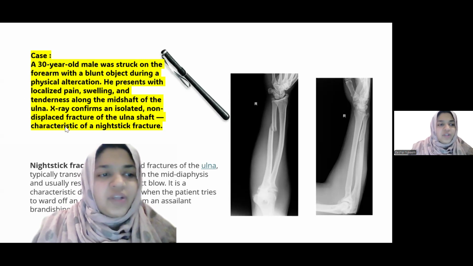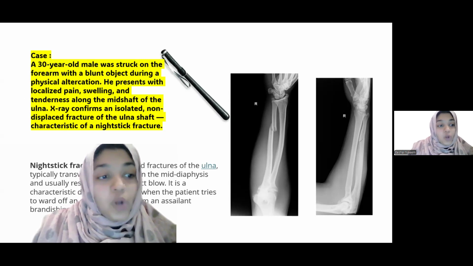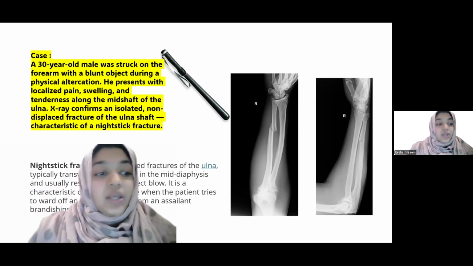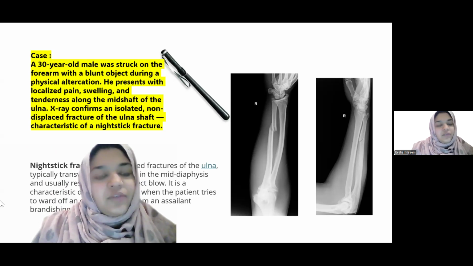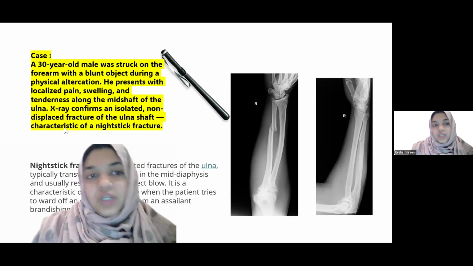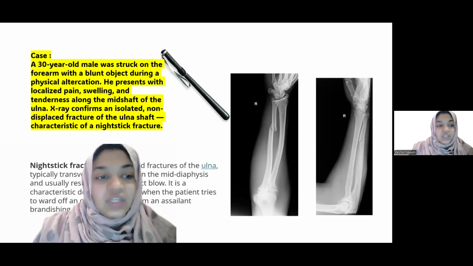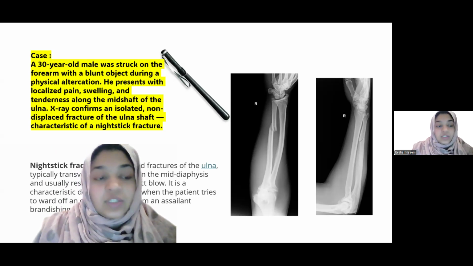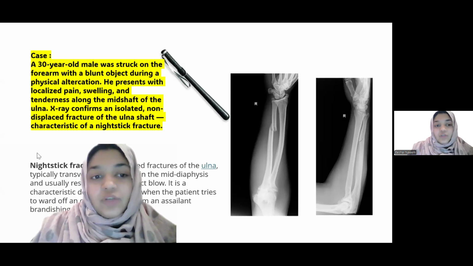It's common from defensive injury, like if you block something coming towards you, a blunt object or something, with your arm like this, right? So you just need to know how to treat it. You just need to stabilize it and manage conservatively with the cast. If the fracture is displaced or unstable, then you can use open reduction internal fixation.